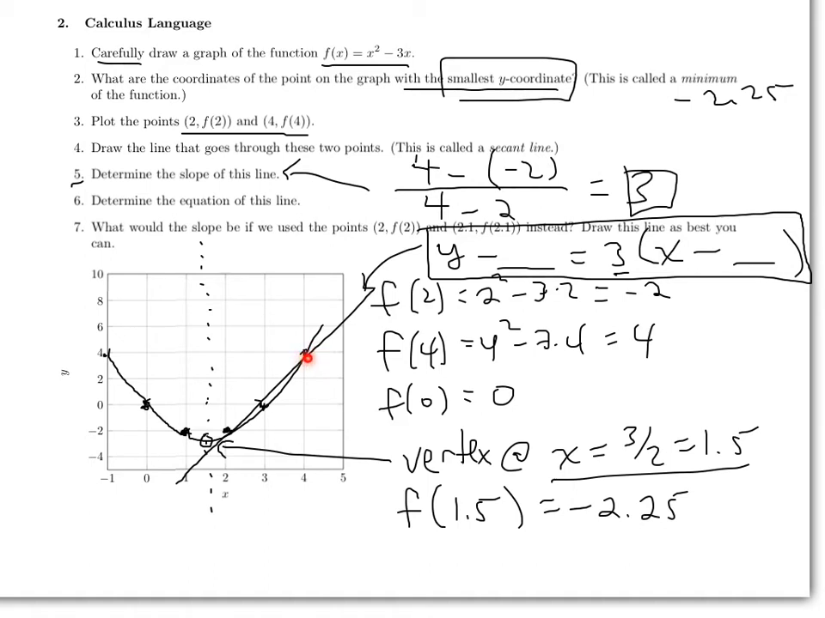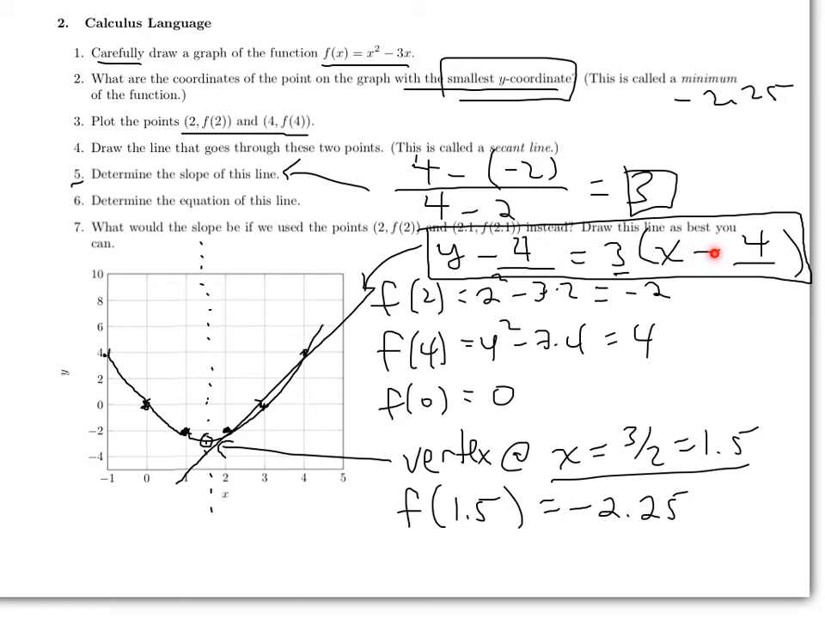This point has a y coordinate of 4, so I'll put 4 here. That's the y coordinate of this point. And then this point has an x coordinate of 4, so I put a 4 here, because that's the x coordinate of this point. I could have done the same thing with this point, use its x and y coordinates, and you should do that to check that it really is the same line.